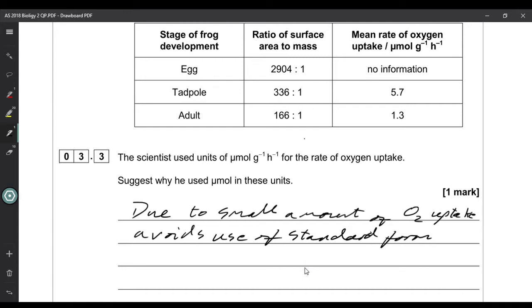So within this question, over 60% of students scored 0, either because they talked about the organism being too small or talked about accuracy and precision. And again, using a different unit or a smaller unit like micromole doesn't affect the precision or the accuracy. You're using exactly the same numbers, you're just not using the standard form or decimal places.